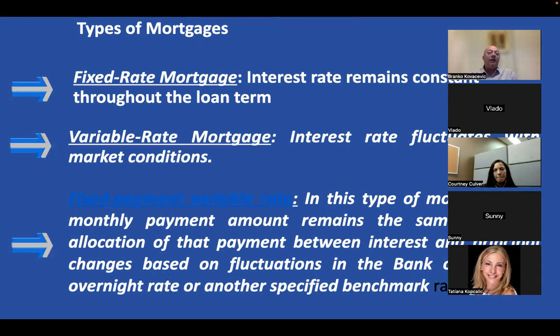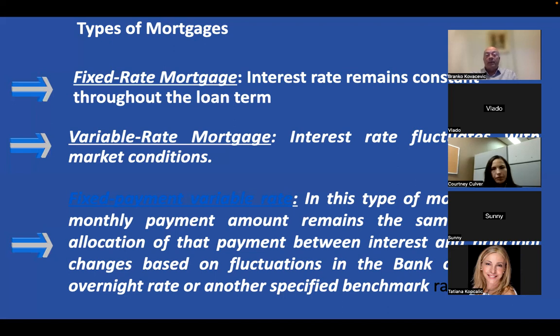So, the types of mortgages that we have in Canada. We have a fixed mortgage rate. That means the rate and the monthly payment remain the same throughout the term. A term is the contract that the client will sign with a bank. Usually it's a 5-year term, and everything stays the same. With a variable rate, the interest rate and the monthly payments fluctuate with the market conditions.